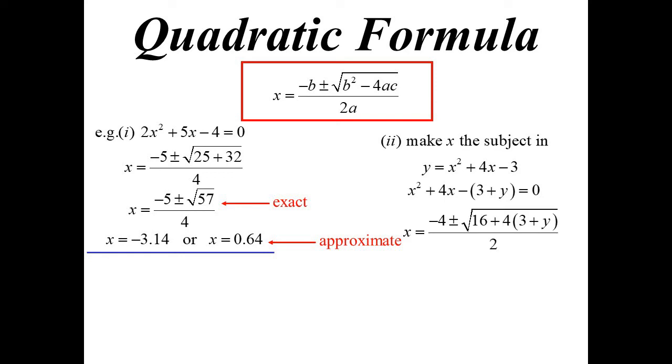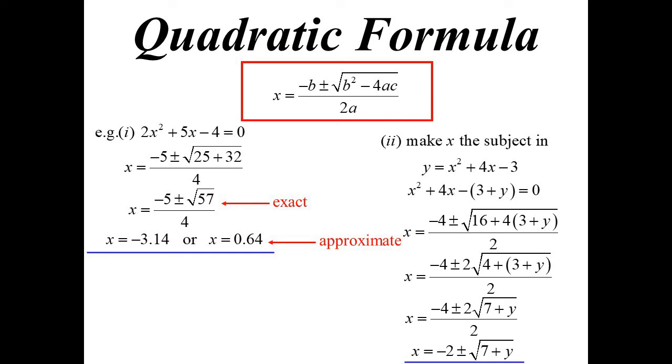-b plus or minus square root b squared minus 4ac all over 2a. In this case, that third will simplify because 4 goes into both. And of course, you can cancel with the bottom as well now. There you go. So you get x equals -2 plus or minus the square root of 7 plus y. So that's made x the subject.